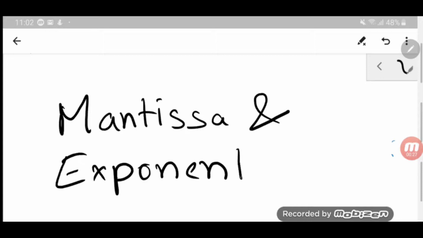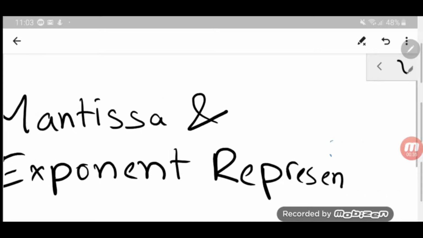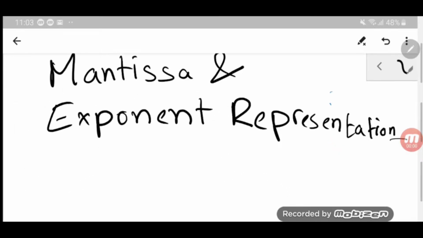representation to convert. But first, let's convert a real whole denary number to binary, which is a fairly easy task.